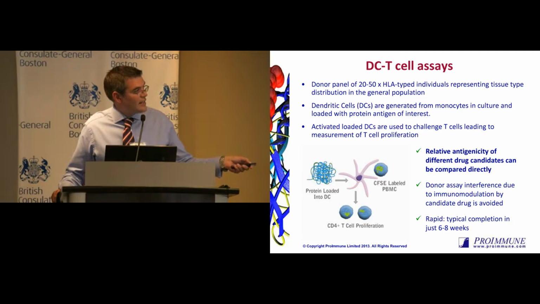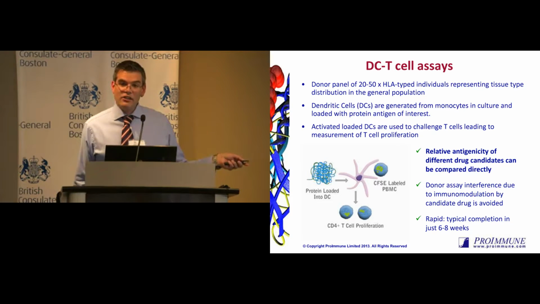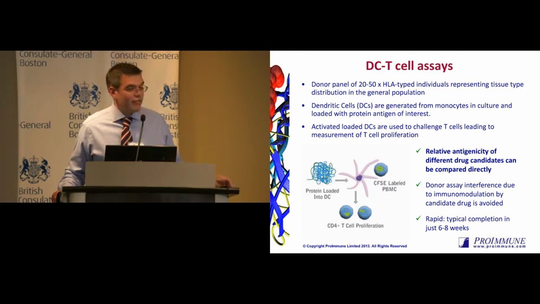The key output is that it allows you to determine the relative antigenicity of different drug candidates directly. So this doesn't tell you, again, exactly what's going to happen in the clinic, but it does tell you about T-cell epitope content, having taken into consideration natural processing and presentation from the protein of interest. So the proteins are loaded into the immature DCs, the DCs are matured, and at that point then peptides are presented from the protein of interest in the context of MHC class 2 to autologous CFSE labelled PBMCs. So these PBMCs are derived from the same donors that the DCs are, so there's no unwanted interaction there. And then we measure proliferation just as before.